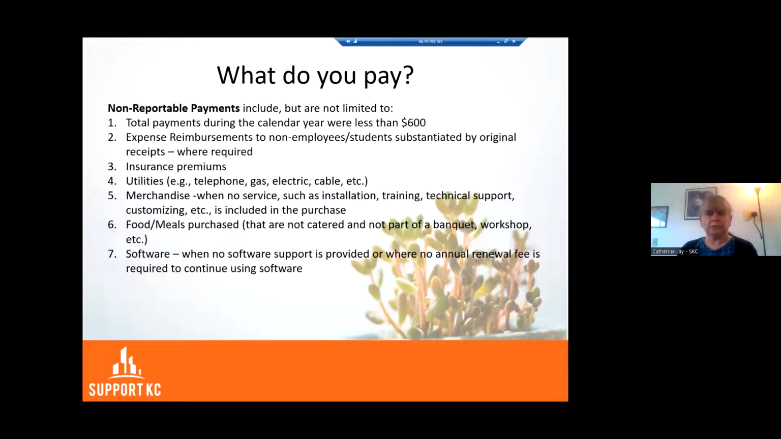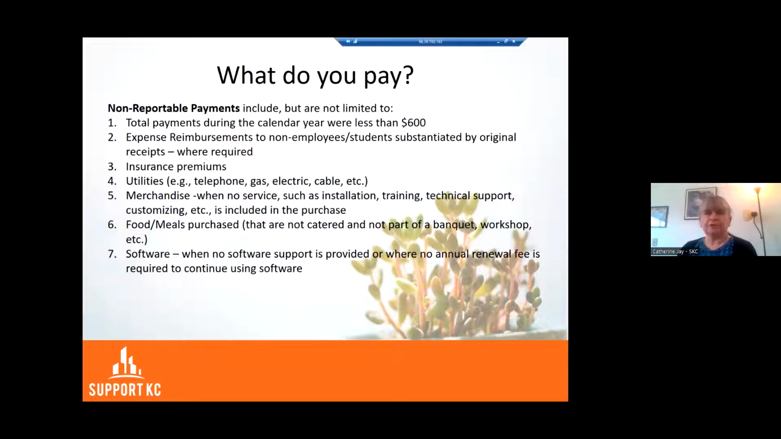And related to employees, if you have an accountable plan and the employee is turning in receipts, those are not included on the W-2 either. So it all has to do with, are they documenting what they spent it on, and did it have a business purpose for your organization. Insurance premiums are not reportable because you're buying that insurance coverage. Utility payments are also non-reportable.